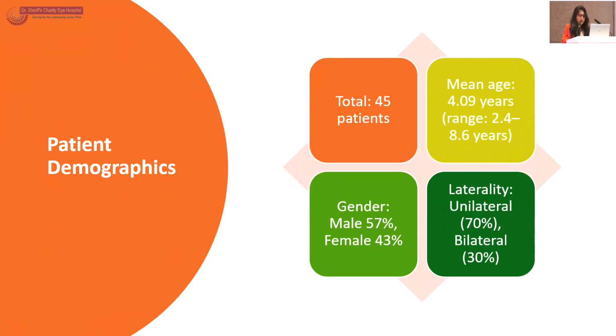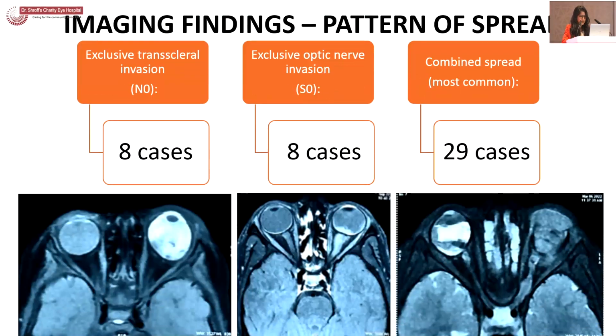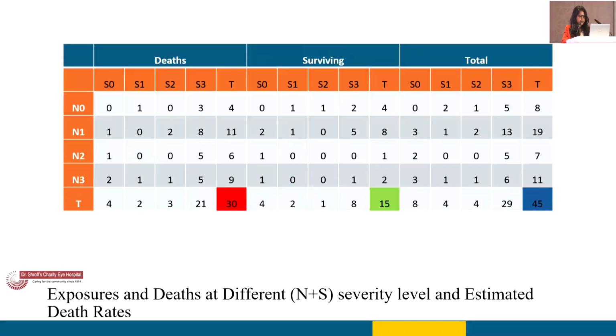The demographics of the 45 children are as depicted, and these were the most common presenting signs and symptoms. While there were 8 cases each of isolated optic nerve and isolated scleral extension, most cases showed a combined spread pattern. This table depicts the distribution of 45 patients based on their S, that is scleral, and N, that is optic nerve severity from 0 to 4, along with the survival outcome.